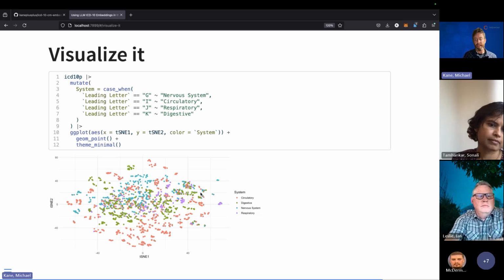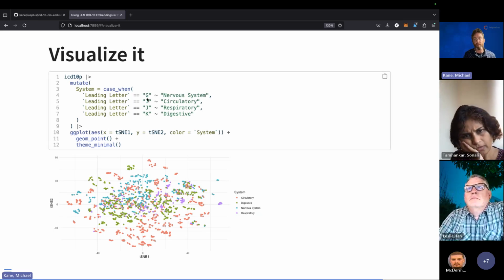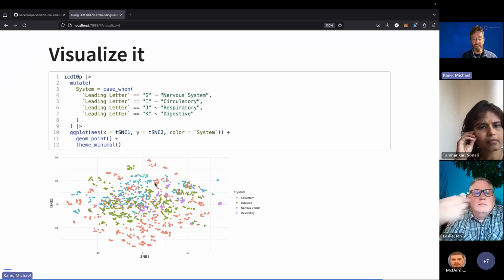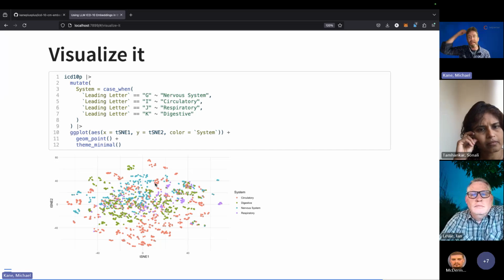So here's the code. Here's the results. I did do the transformation between the category code and the actual system. So G is nervous system. So it's nervous, circulatory, respiratory, and digestive. And this is the representation of the ICD-10 codes for these categories using tsne. And again, I'm not really married to tsne. This isn't meant to be an analysis where we're going to get some deep scientific knowledge. It's a little bit more of a sanity check to make sure that it's working the way that we think it should.